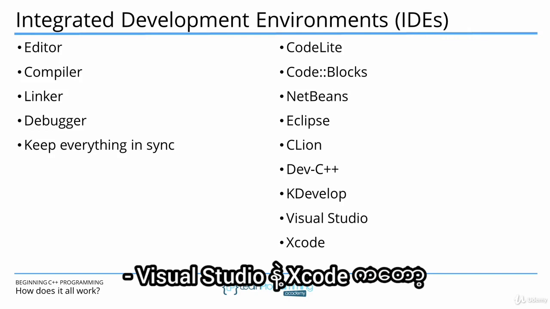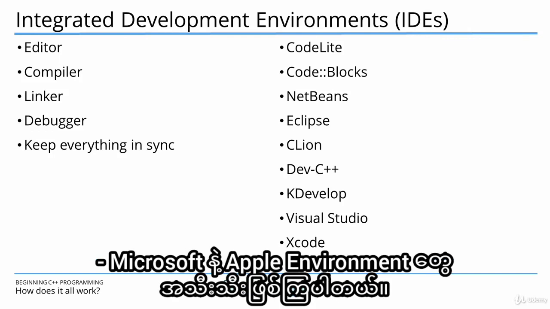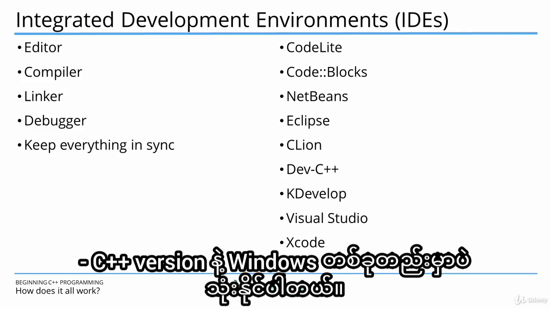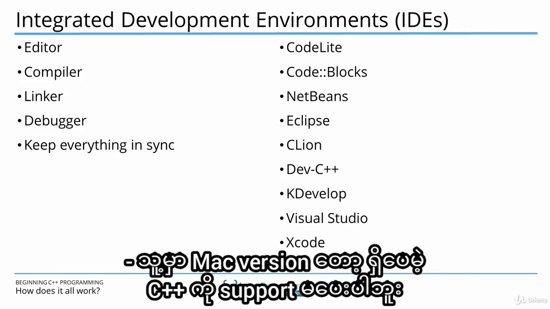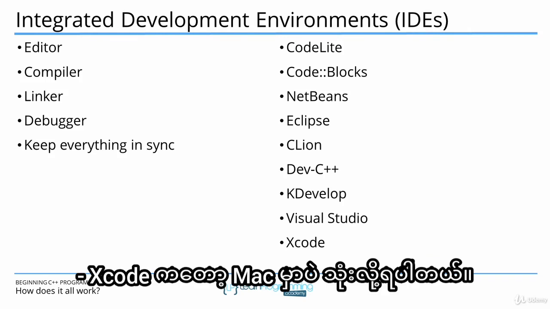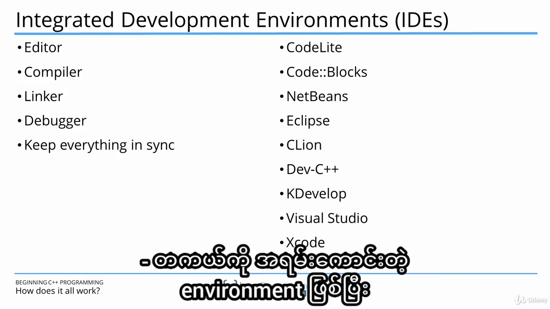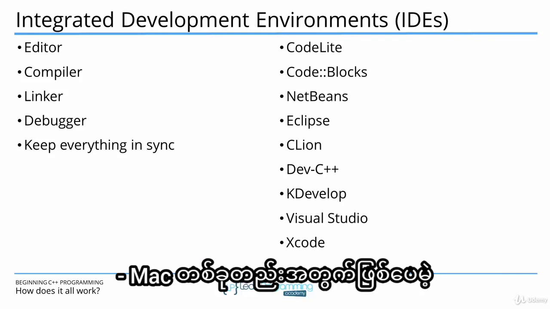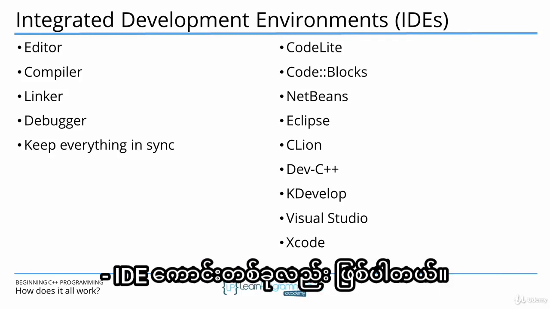Finally, Visual Studio and Xcode are Microsoft and Apple's development environments, respectively. Visual Studio is a great development environment. It runs on Windows only in the C++ version. They have a Mac version of Visual Studio now, but it doesn't support C++. And Xcode is Mac only. It's a great development environment. If you're a Mac developer, you're probably already using it for iOS development, Mac OS X development, Swift development, and so forth. But as I mentioned, it's Mac only, but it's a great development environment.